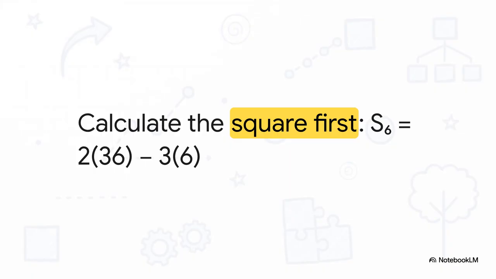So let's see how this builds out our actual equation. Now that we know 6 squared is 36, we can evaluate that exponent in our expression. We just rewrite our equation as s sub 6 equals 2 times 36 minus 3 times 6. Notice how we haven't even touched the multiplication or the subtraction yet? Because in math, just like in life, doing things in the right order really matters. Those exponents always come first.